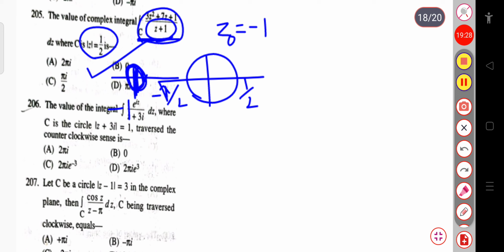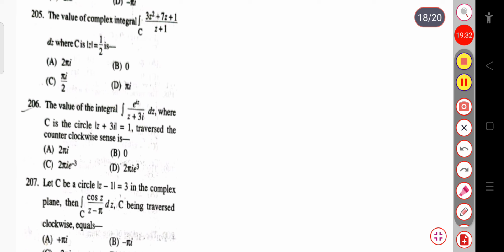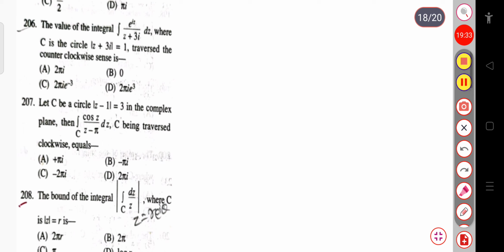Directly just check whether this point lies within the contour or not. Then the next question is: given the integration of exponential iz divided by z plus 3i, into dz.